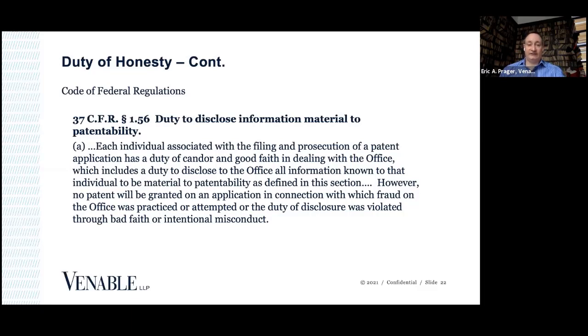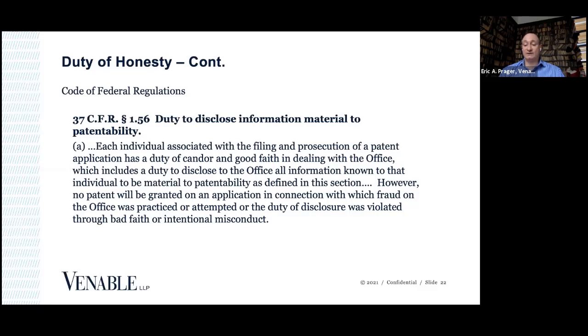And Rule 56 says that there is a duty to disclose information material to patentability when you're acting before the patent office, and that rule says each individual associated with the filing and prosecution of a patent application, and that's each individual associated, so that's both the lawyer and the client, has a duty of candor and good faith in dealing with the office, that's the Patent and Trademark Office, which includes a duty to disclose to the office all information known to that individual to be material to patentability as defined in this section.